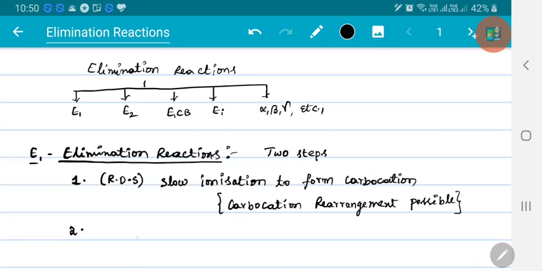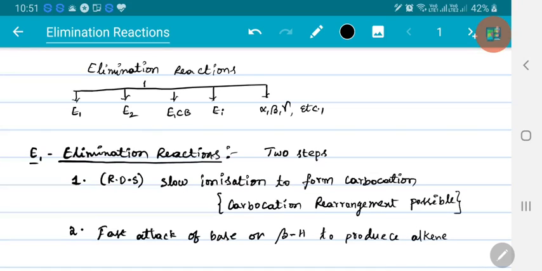Second step is attack of base to remove hydrogen to produce alkene. So it is a fast step. So write as fast attack of base on hydrogen, particularly maybe beta hydrogen. It depends. That means if there is any unsaturation at beta position, then it goes to gamma position or delta position and so on. So fast attack of base on beta hydrogen to produce alkene.